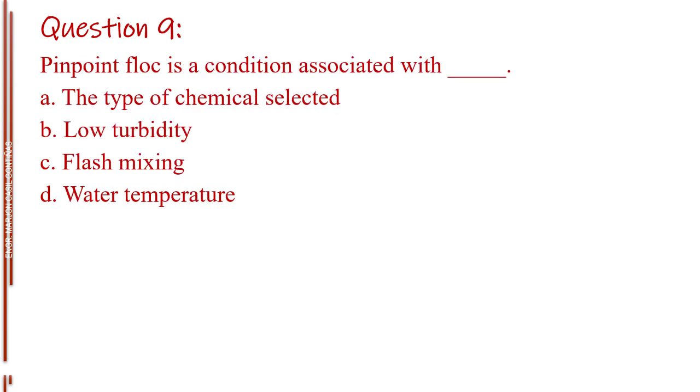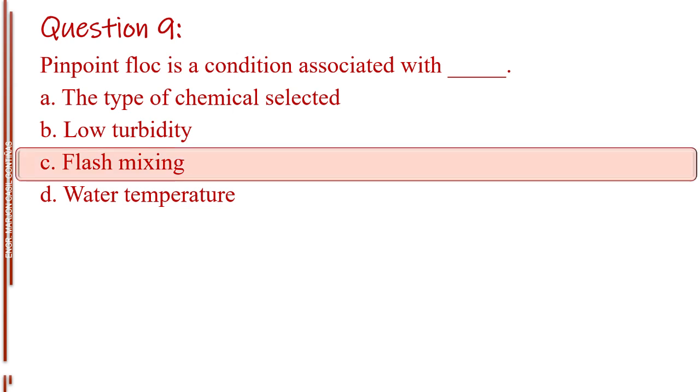Question number 9. Pinpoint flock is a condition associated with blank. Letter A, the type of chemical selected. Letter B, low turbidity. Letter C, flash mixing. Letter D, water temperature. The answer is letter C, flash mixing.